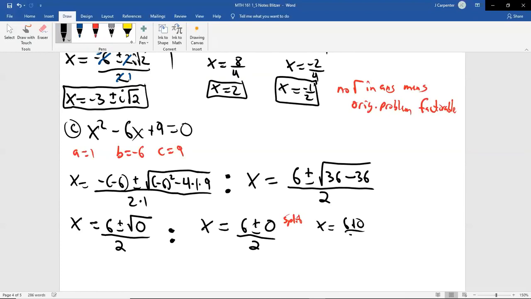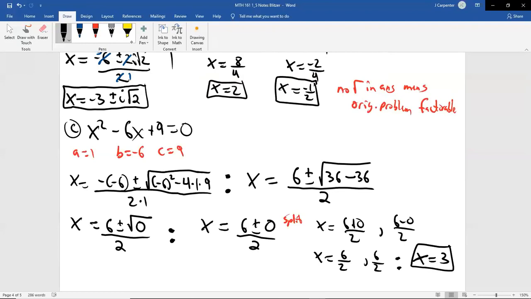6 plus 0 over 2, comma, 6 minus 0 over 2. That's just 6 divided by 2 and 6 divided by 2. Colon, so x equals 3. This is what's known as a repeated root, a repeated solution. When we get into graphing polynomials, this creates implications. But I don't want to spoil too much of the fun yet and throw you off. So there's only one solution.